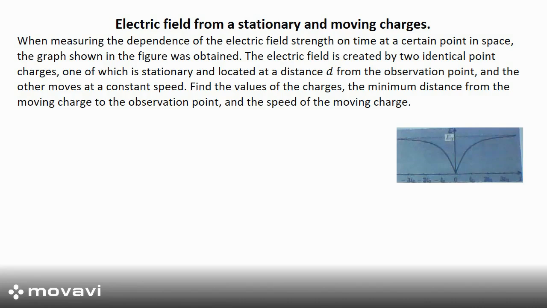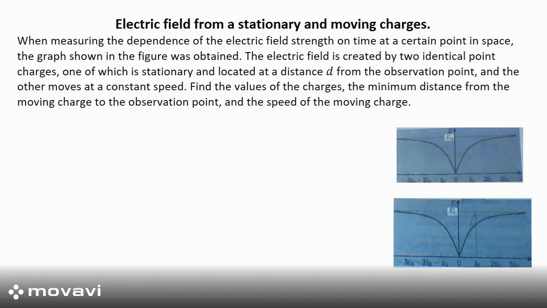Solution. For large values of time t, the moving charge is very far from the observation point, and therefore the electric field is created only by the stationary charge q1. The magnitude of the field strength is equal to E0, see the figure. Moreover, from Coulomb's law we have formula 1, from which the absolute value of q1 is calculated by formula 2. q1 can be both positive and negative. The sign cannot be determined from the problem statement.